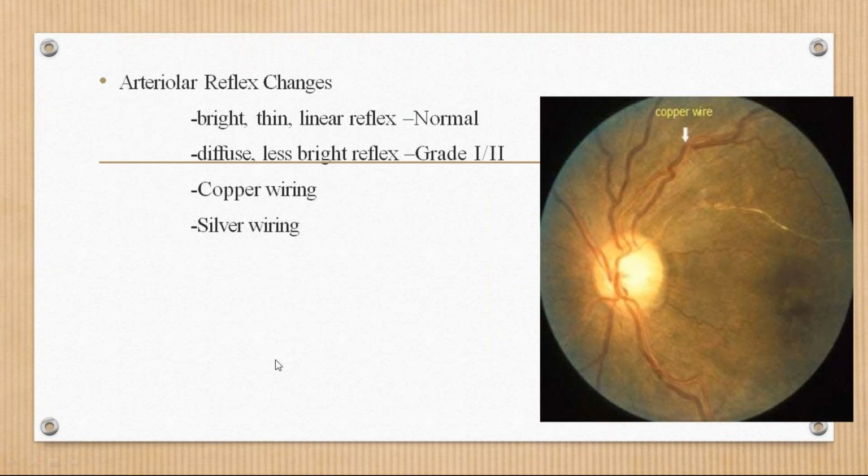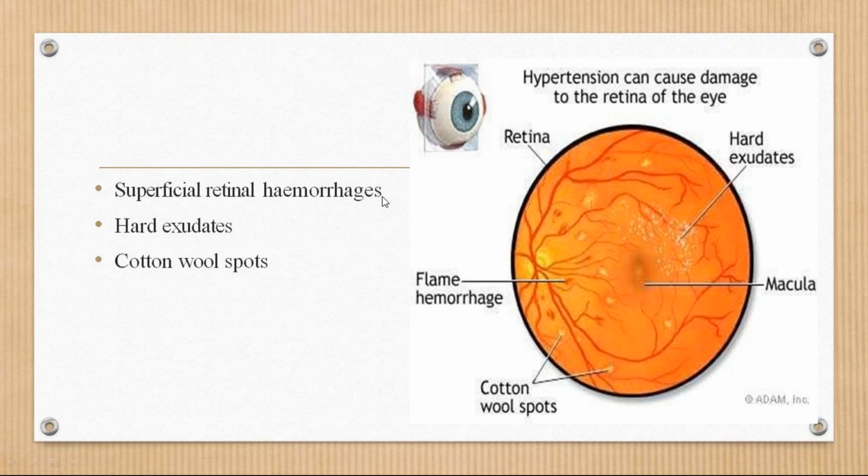Okay, you can see superficial retinal hemorrhages. Always remember in hypertensive retinopathy, what you see is superficial retinal hemorrhages. These are also called flame-shaped hemorrhages. You know the retinal nerve fiber layer. At the retinal nerve fiber layer level, there will be hemorrhage. So this blood will follow the contour of the retinal nerve fiber layer, so there will be a flame-shaped hemorrhage. Here you can see these hemorrhages. They are not dot-like. They are flame shaped.